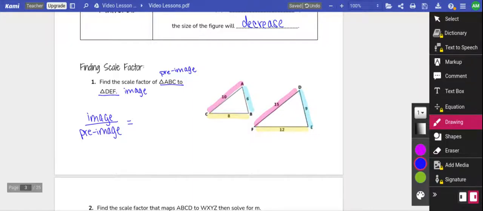I'm going to pick the pink sides, 10 and 15. Again, this is my image. Might help to write it on it. And this is my pre-image. So I'm going to put 15 over 10. I'm going to find a common factor. In this case, it's 5. And divide. So the scale factor is 3:2.